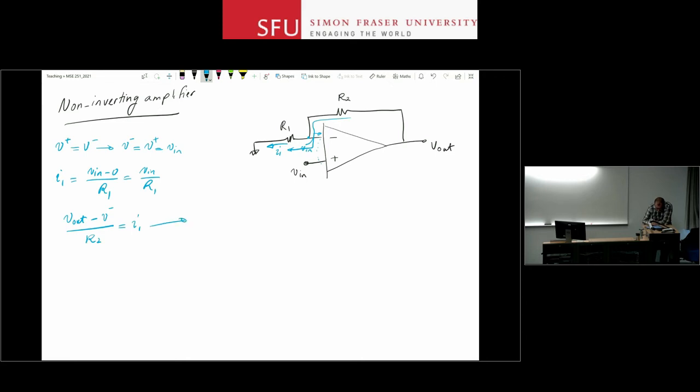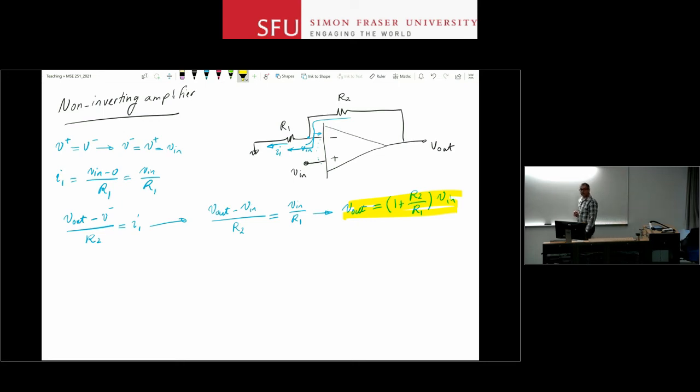Plug in what I know for I1 and V minus. I can see that V out minus V in, remember V minus is equal to V in, divided by R2 is equal to V in divided by R1. Okay? So multiply both sides by R2 and move V in to the right side of the equation. You can see that V out is equal to 1 plus R2 over R1 times V in. Another great simple expression.